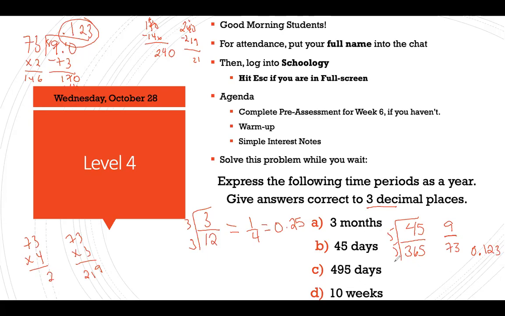All right. So again, we have another set of days. We have 495 days this time. So we're going to do the same thing that we just did with the 365 days, except we're now going to end up with a number larger than 1 instead of a number smaller than 1. Okay.